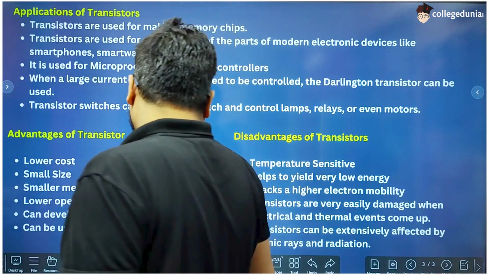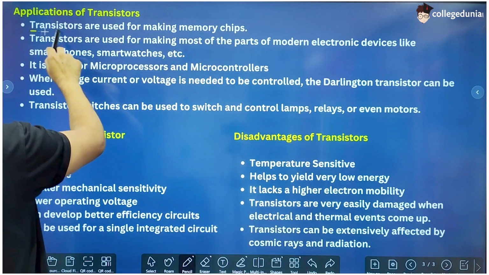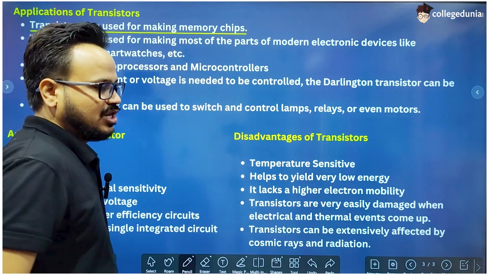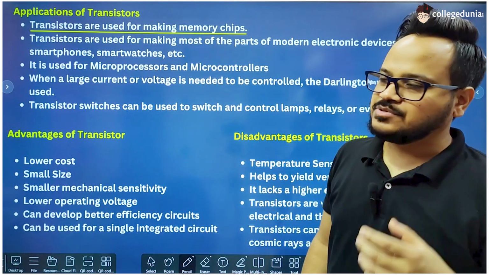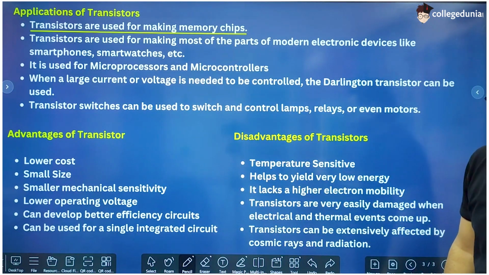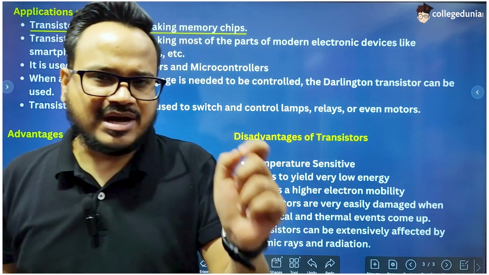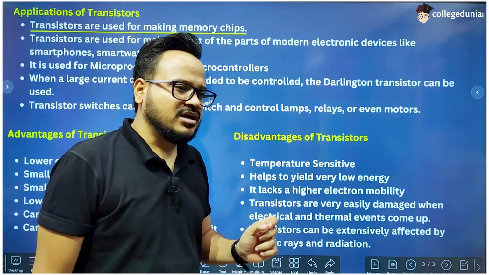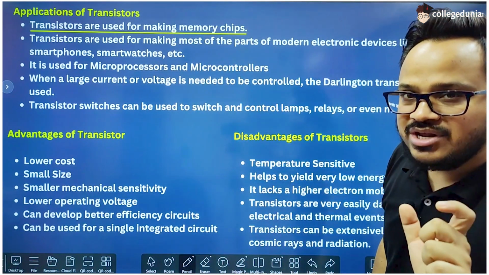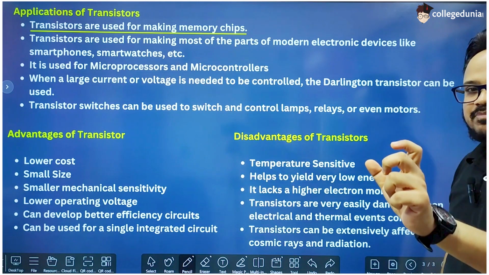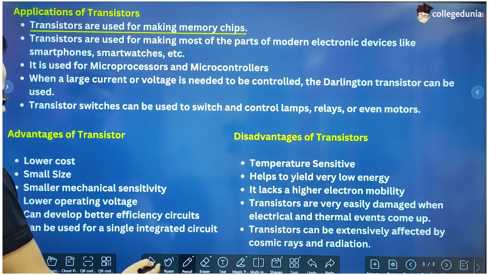Applications of transistors. So where these transistors are used? Transistors are used for making memory chips. All the digital devices that we use, like mobile phones, like laptops, like tablets, they all have memories inside them. We measure that memory in GB, right? 500 GB, 1000 GB. So that memory is stored in a chip, and that chip is made with the help of transistors.